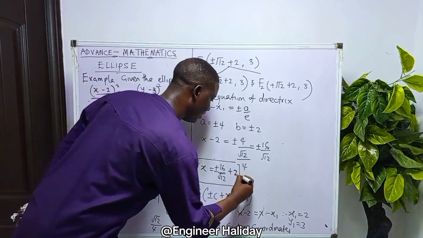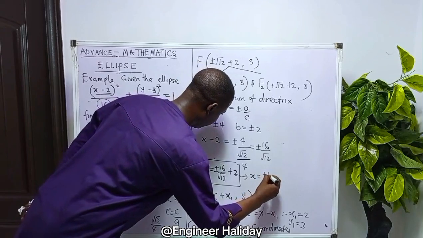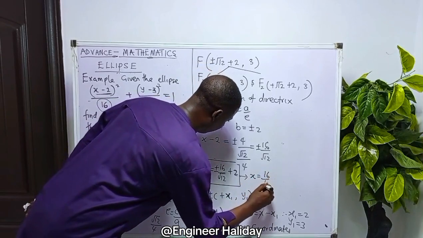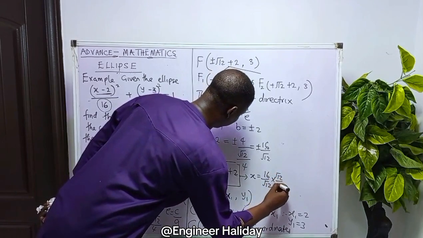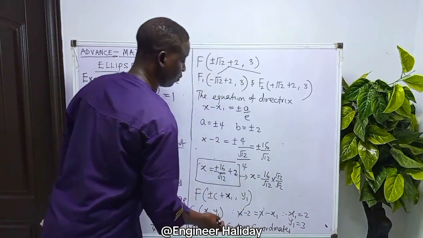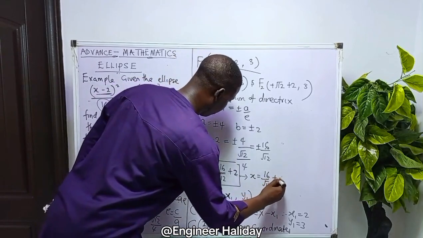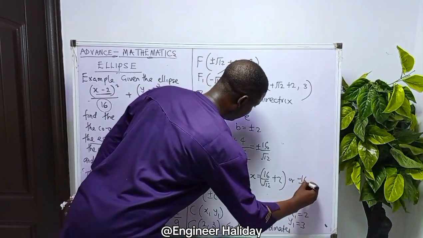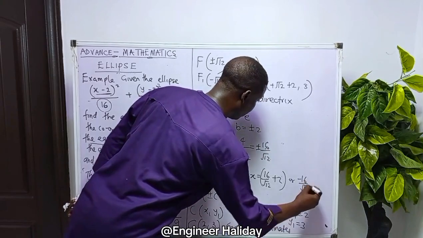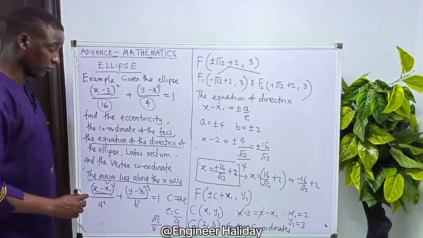We can write it like this. We can also write it as x equals plus 16 over root 12 times root 12 over root 12. Some will write it like that, but let me not complicate the issue. Leave it like this, plus 2, or we have it as minus 16 over root 12 plus 2. So those are the two answers that I want for the equation of directrix.